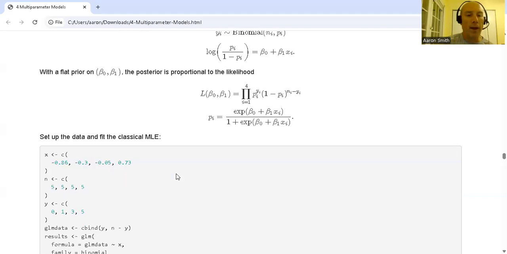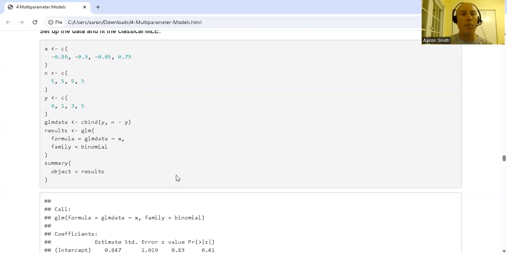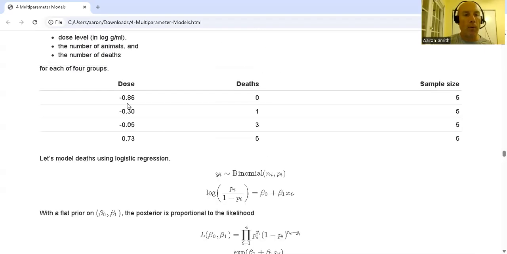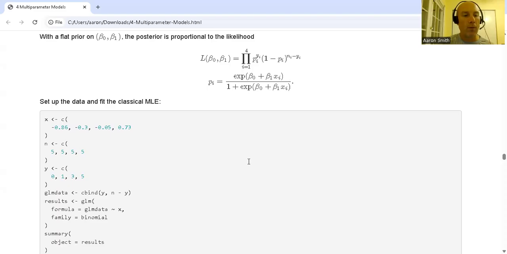So let's go ahead and just do classic maximum likelihood estimation. Here are the X values, which are coming from my original data set of the dose. Then I'm going to have my number of deaths and my sample size. Here's the sample size for each dose level, and here is the number of deaths.